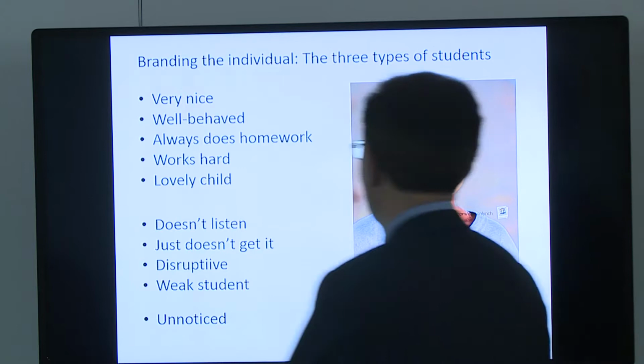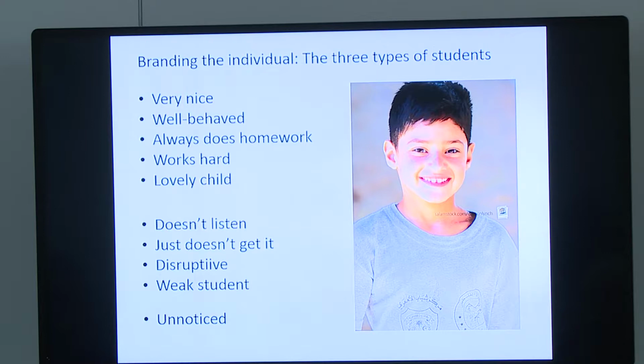In group one, I have that student who's really nice, the one I like, well-behaved, always does the work, works hard, a lovely child for whatever reason. Then I have those in my class, sometimes just one, who doesn't listen, who just doesn't get it, who's disruptive, who will never sit down, who gets up all the time, and is a weak student. And then I have those somewhere in between. For the most part, they go unnoticed because they don't fall into this category or that category.